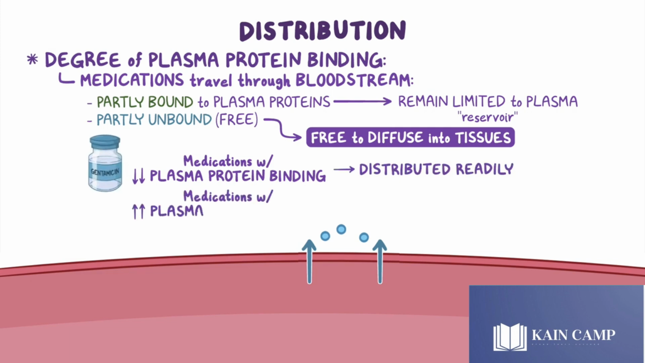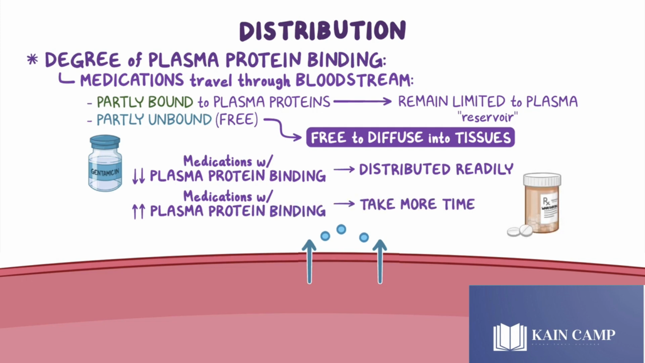So the medications which have less plasma protein binding can easily distribute into the tissues, whereas the medications with high plasma protein binding take more time and have a longer duration of action.